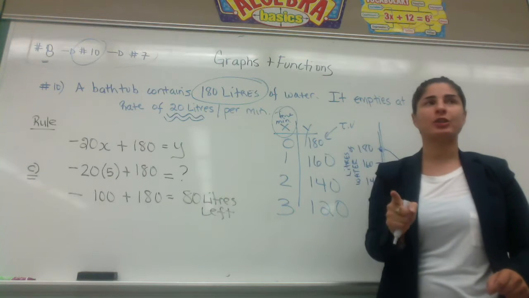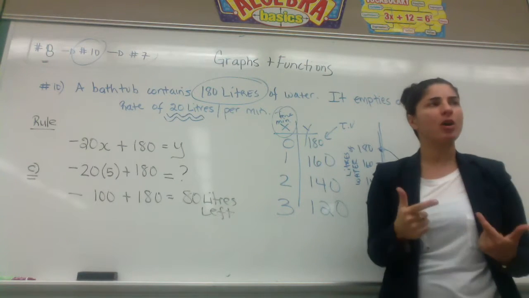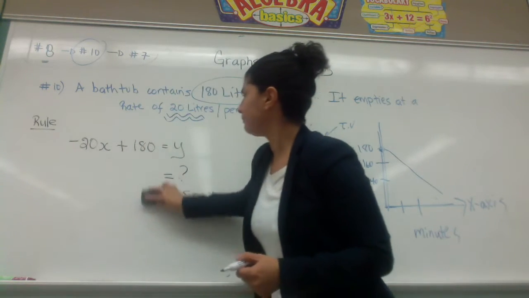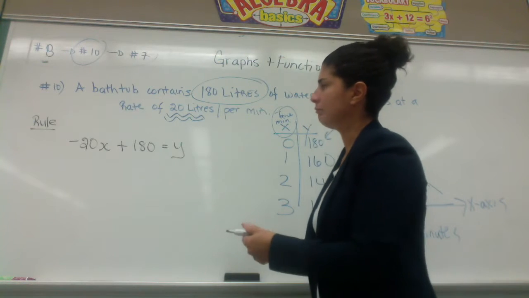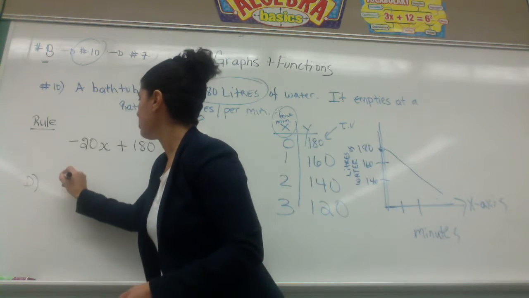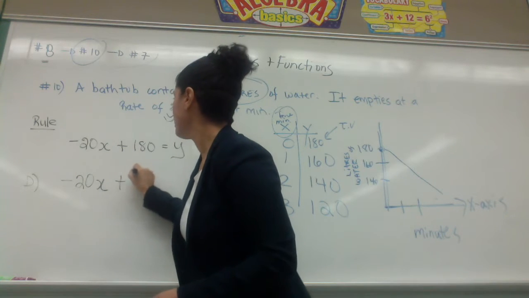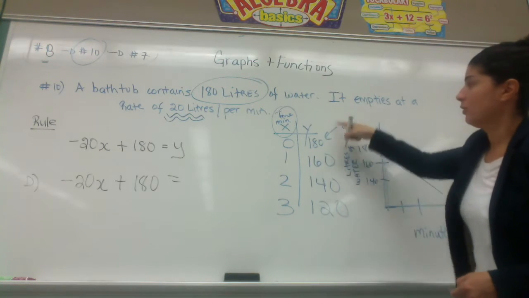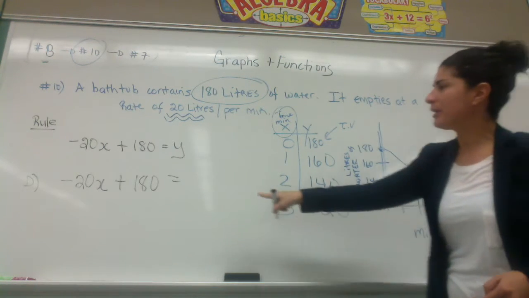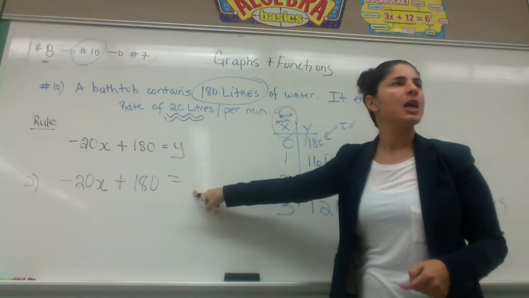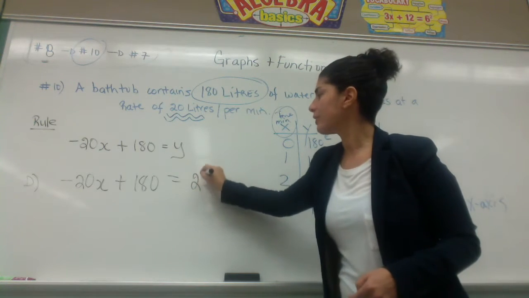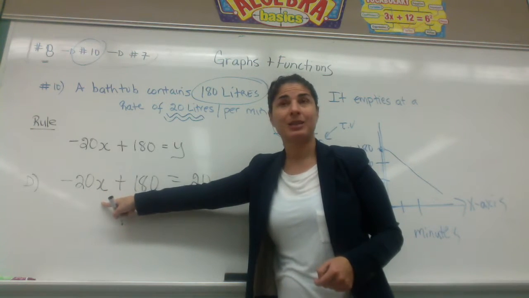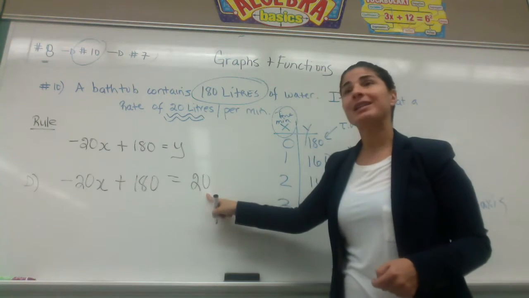Now watch the next question, because the next question is probably the hardest of all of them. So letter D is asking a question where they give you which part? They give you Y. They give you the liters. So how many liters did they ask you for? At 20 liters. So now they want to know how many minutes will it take to have 20 liters left?